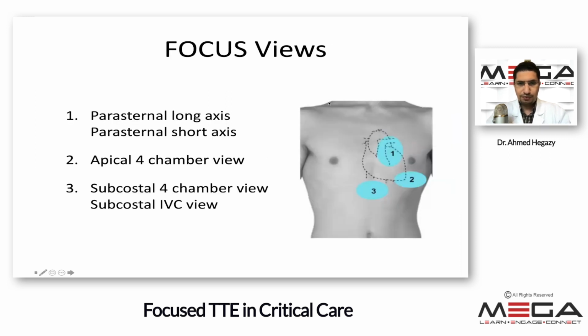The 5 basic views are included in most protocols that we use for focused echoes. These 5 basic views include the parasternal long axis, the parasternal short axis, the apical 4-chamber, the subcostal 4-chamber.